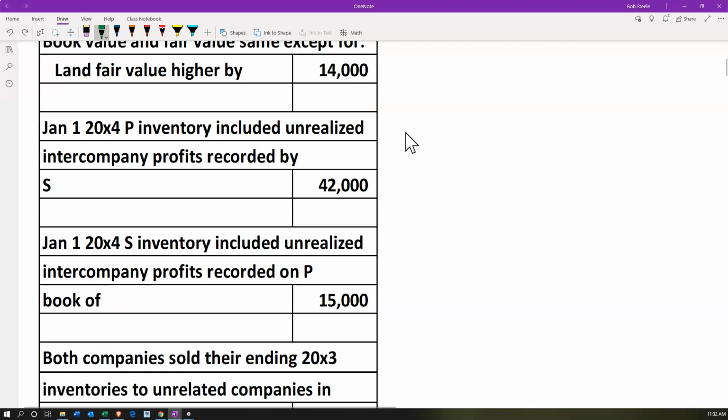And then we have January 1st, 20X4. P inventory included unrealized intercompany profits recorded by S. This is going to be one of the new things that we will have here.